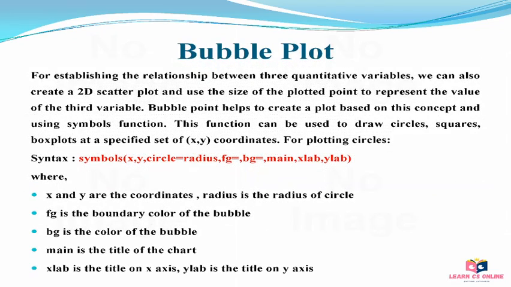A bubble plot is a scatter plot with a third numeric variable mapped to circle size. The syntax for creating a bubble plot is symbols(x, y, circles=radius, fg, bg, main, xlab, ylab), where x and y are the coordinates, radius is the radius of the circle, fg is the boundary color of the bubble, bg is the color of the bubble, main is the title of the chart, xlab is the title on the x-axis, and ylab is the title on the y-axis.